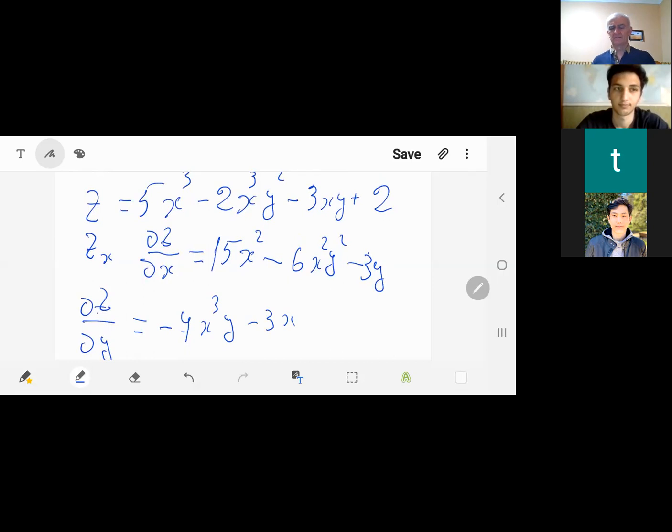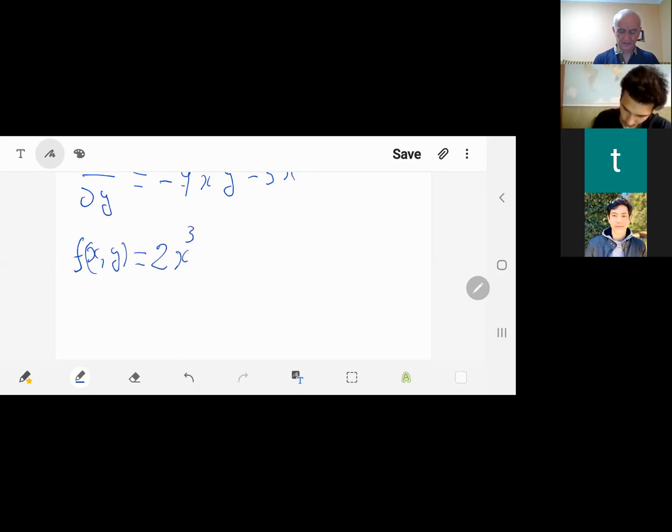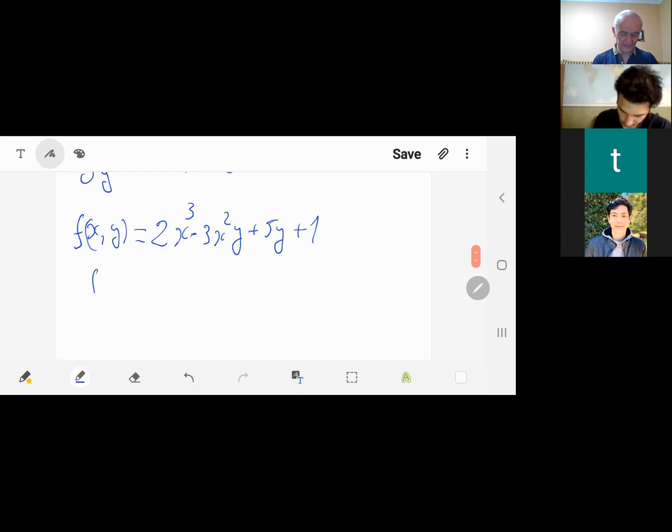Any questions so far? Okay. Next example, we have a function f of x, y equals 2x cubed minus 3 times x squared y plus 5 times y plus 1, and we need to find f x at (2, 3). What does it mean? Any idea what it means?